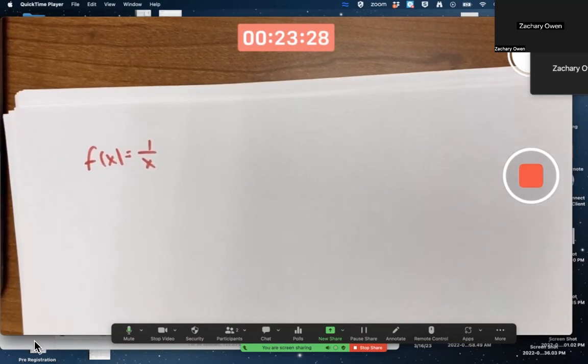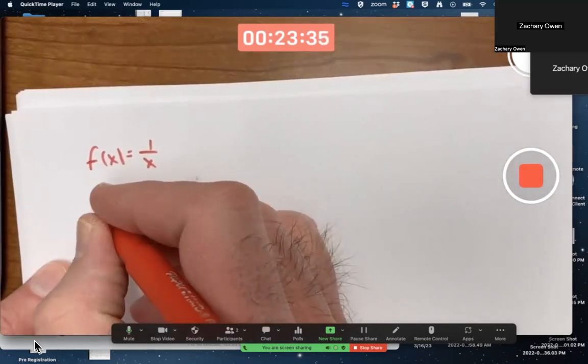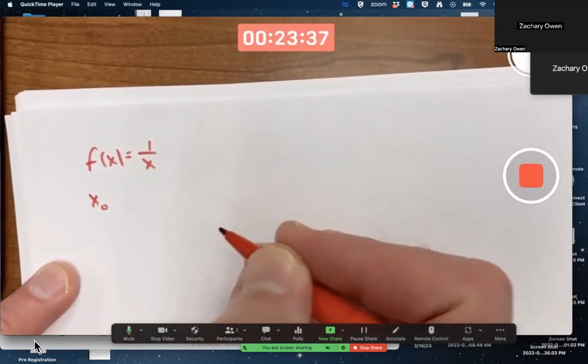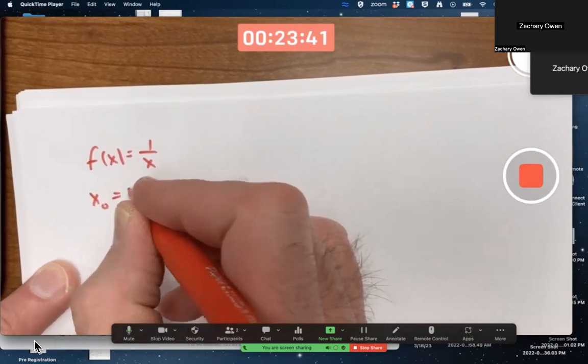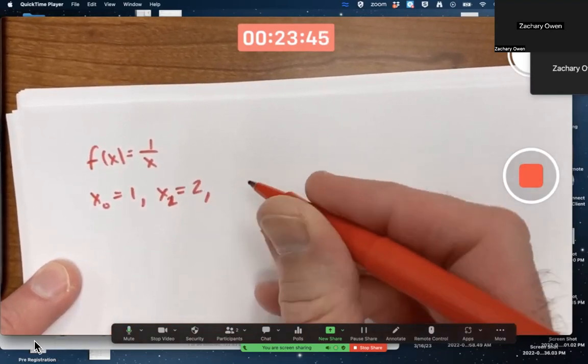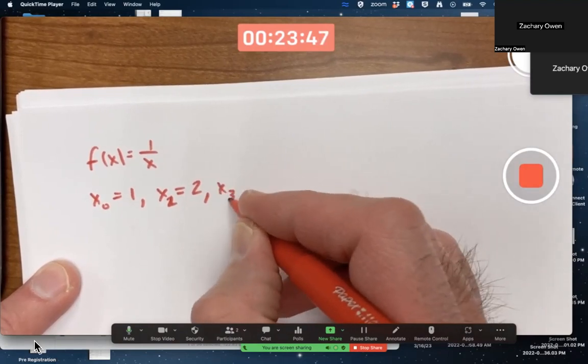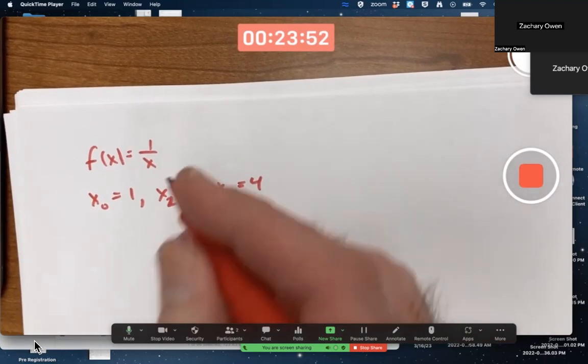I don't remember offhand what data points the book uses, but let's go ahead and use simpler data points than the book. Let's say we know the values of this function at some positive integers. How about 1, 2, and, well, to make the numbers work out nicer, let's use 4. Of course, I could use 3.